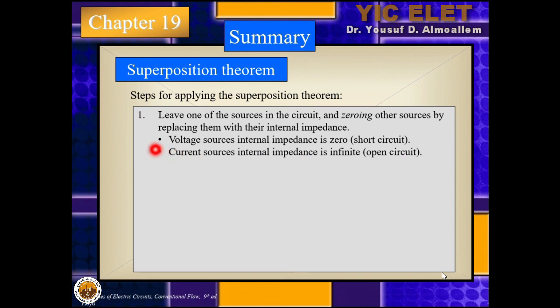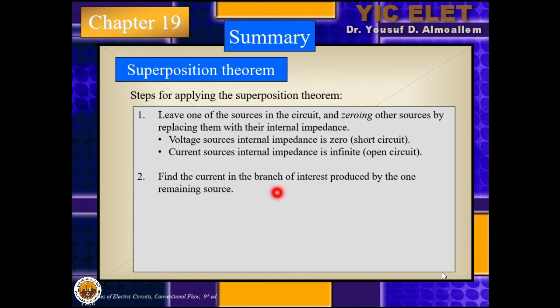So the first step here: switch off all other sources. Voltage sources, put a short circuit. Current sources, put an open circuit. Then second step: find the current in the branch of interest with the one remaining source. So with that single source on, find the current.